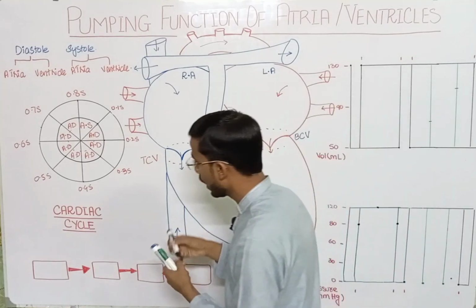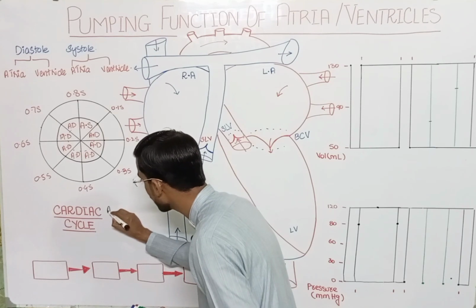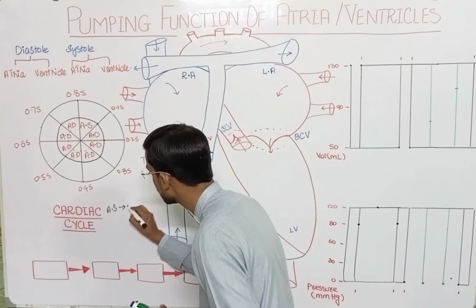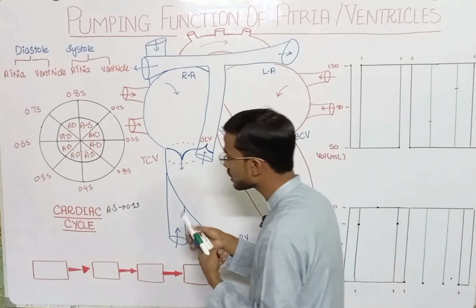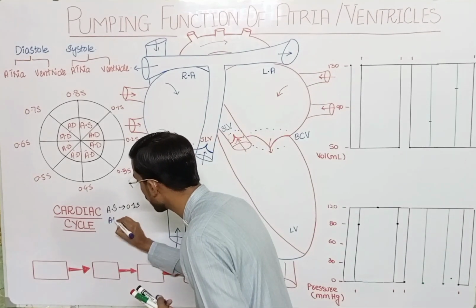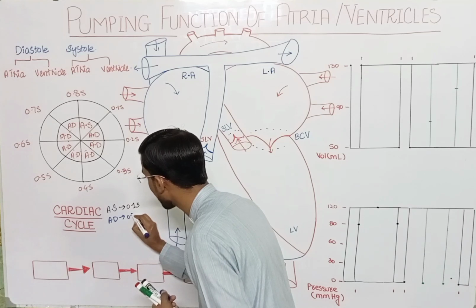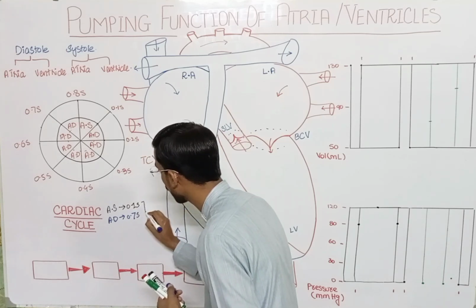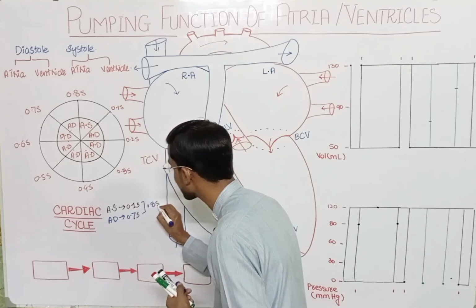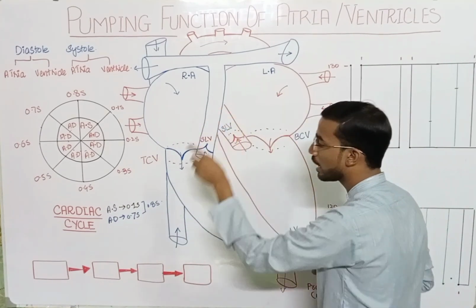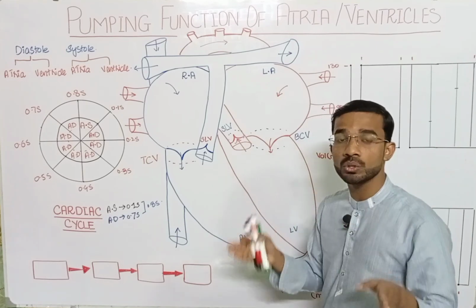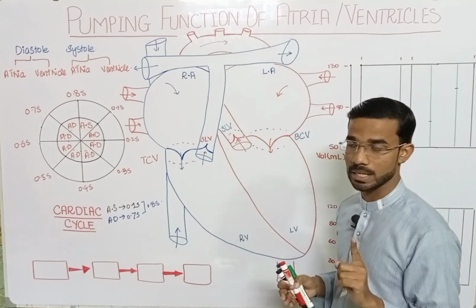So this is the case. You have to remember that the atrial systole is just for 0.1 second, okay? And the atrial diastole is just for 0.7 second, and the total will be 0.8 second. So the atria go through these conditions in one cardiac cycle.